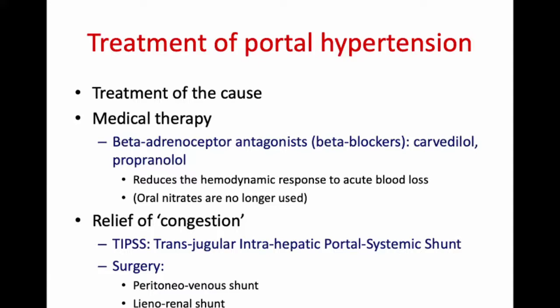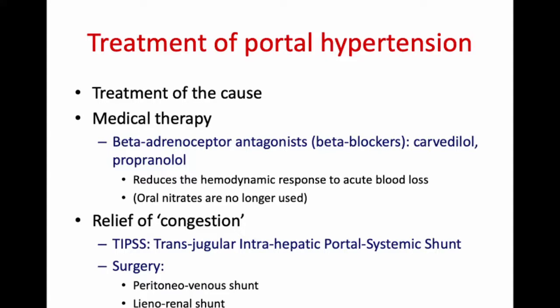For portal hypertension itself, there's medical therapy, first of all. The mainstay is beta adrenoceptor antagonists, or beta blockers. We mainly use carvedilol, but if you don't have carvedilol, you can also use propranolol. But we must keep in mind this reduces the hemodynamic response to acute blood loss. When the patient becomes hypovolemic, they get tachycardia to compensate for the hypovolemia. And these patients will not have tachycardia because of beta blockers.